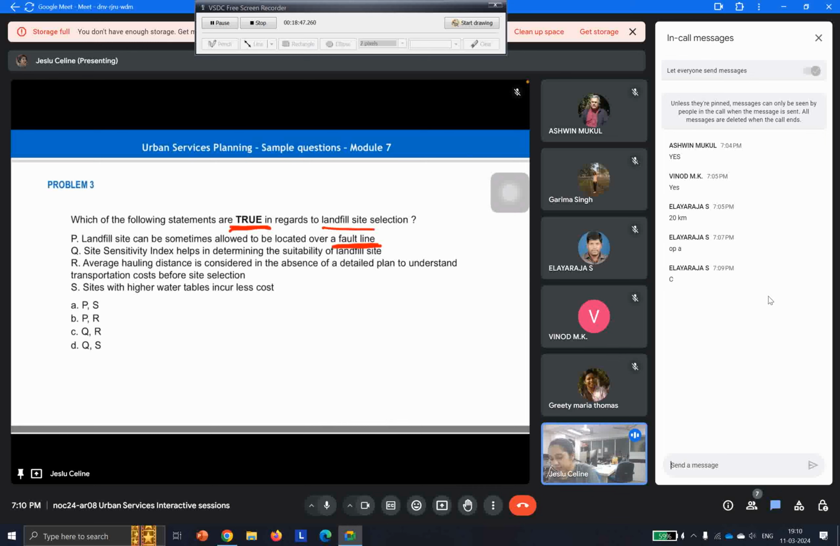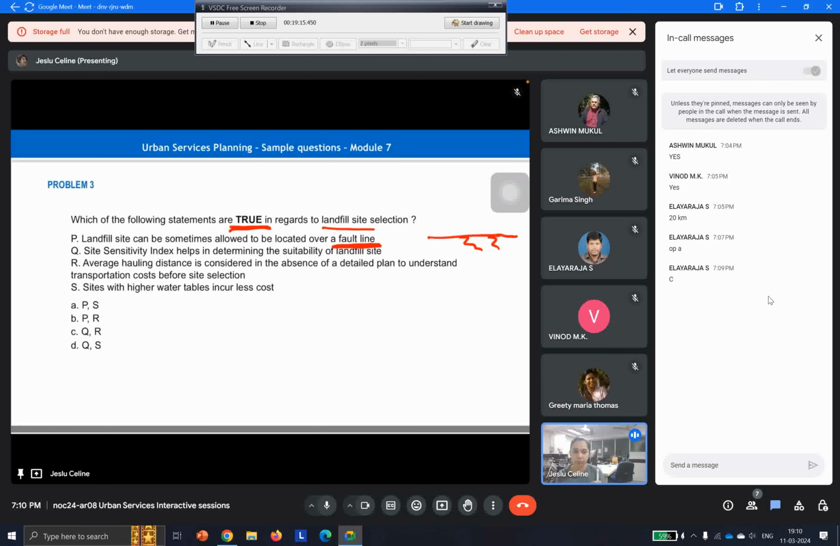Okay, so a fault line is, if you take the literal meaning itself, on the earth there's a fault, or for instance on the surface there are cracks or some openings or divergence on the earth's surface. So usually volcanoes or eruptions happen along these fault lines. So here we are talking about a landfill site, and this option says that it can be placed over a fault line, which is a wrong statement.